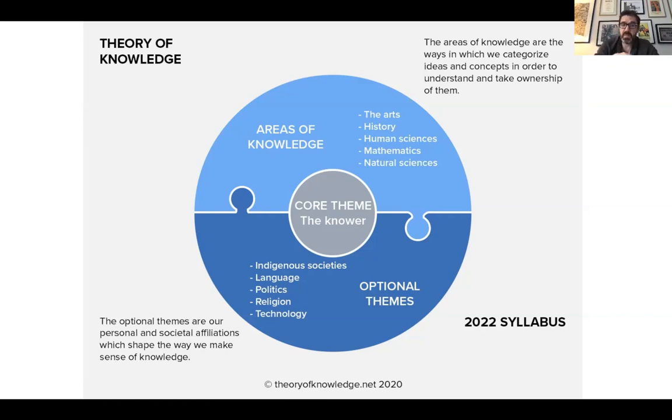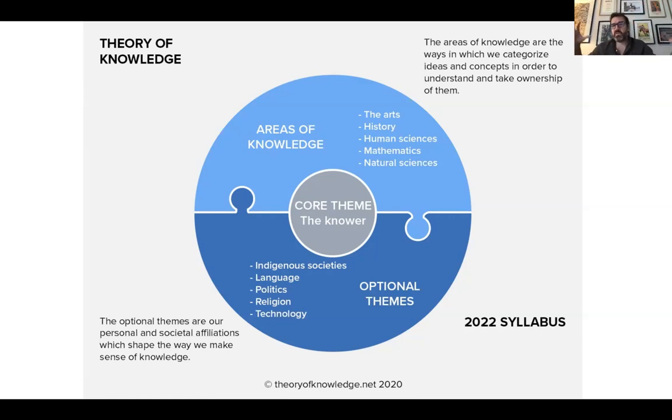On the other side of the diagram at the bottom, you can see what we call the optional themes. These are a little trickier to pin down and explain exactly what they are. The way I see them is that they are our personal and social affiliations, which shape the way we make sense of knowledge. Your political affiliations might change the way you understand the world. Your religious affiliations might change the way you understand the world. How we use technology, how we use language, the extent to which we're connected perhaps to an indigenous society, all changes the way we process and understand the world.